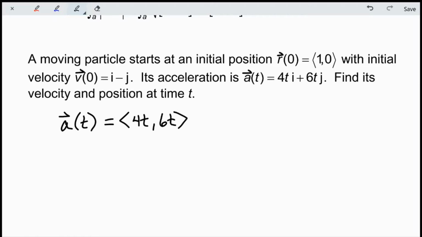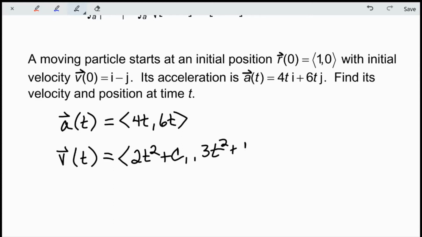Okay, so to get my velocity vector, I'm going to do the antiderivative here of both components. So that's going to give me 2t squared. Now, don't forget you have a constant here. I'm going to call this constant C1, and then I'm going to have another component, which would be 3t squared plus C2. Notice I'm distinguishing between the 2 arbitrary constants there because the constant that I have for my i component is not necessarily the constant that I have for the j component.